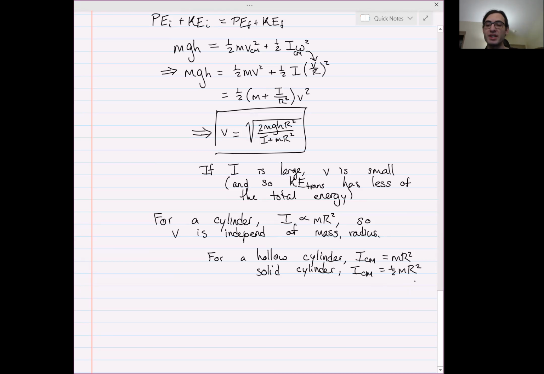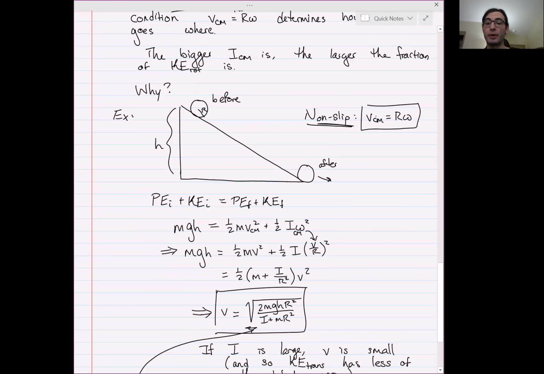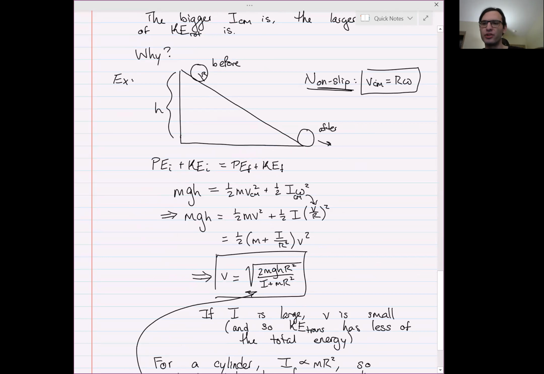And so you could just plug these in depending on what type of cylinder we're talking about, and you would find what the speed is, and it wouldn't depend at all on the mass or on the size, the radius of the cylinder. So this is how you do rolling without slipping, and there's a problem on the homework that uses material like this, so keep this in mind.